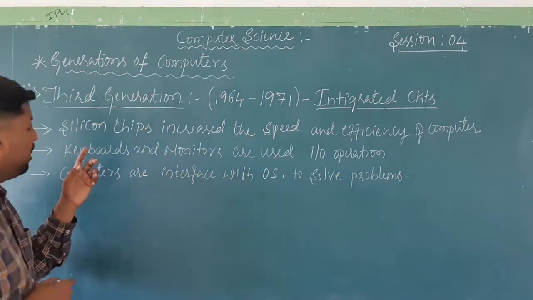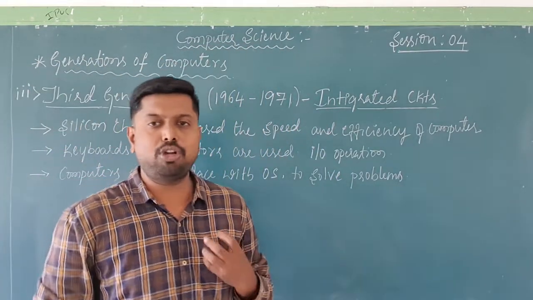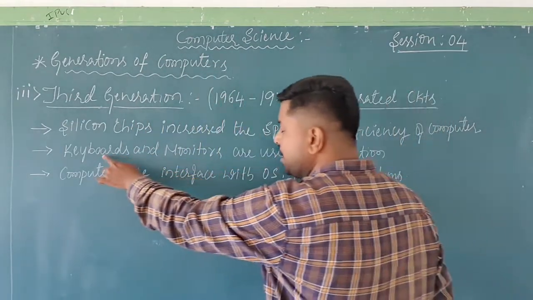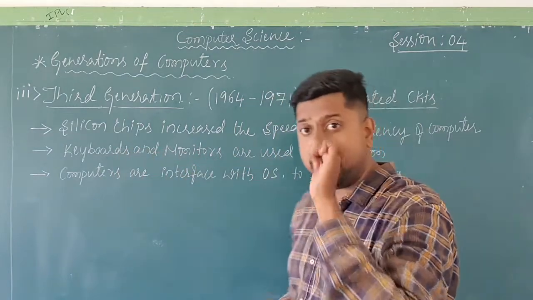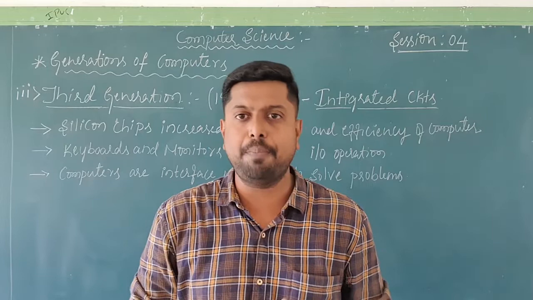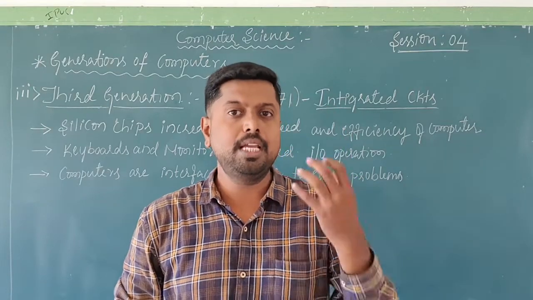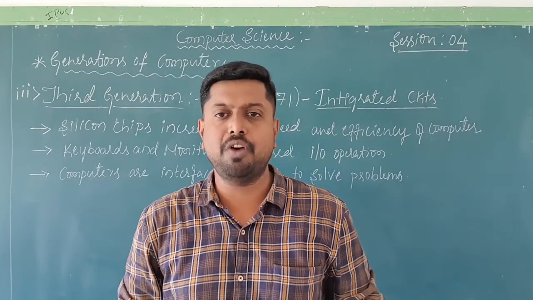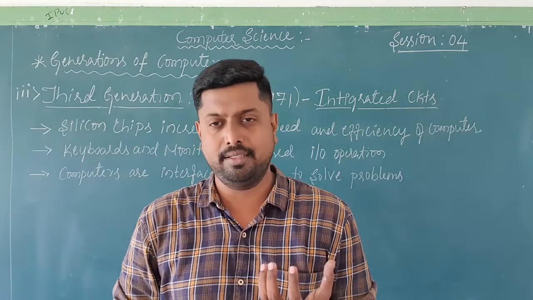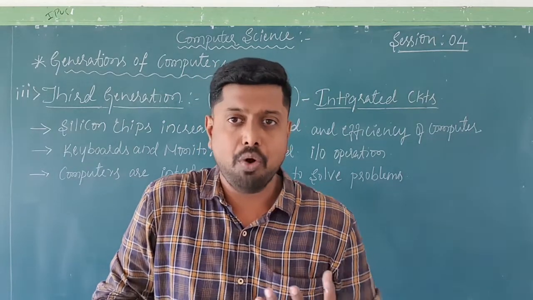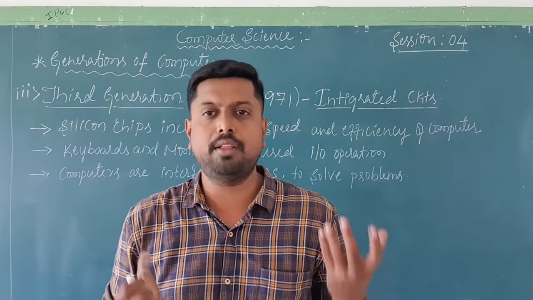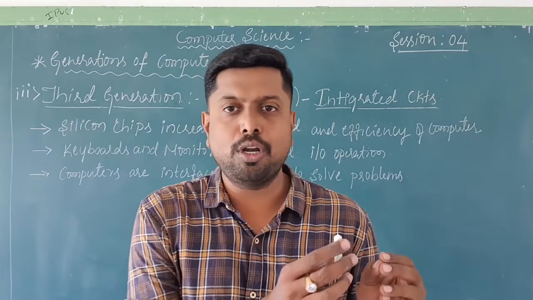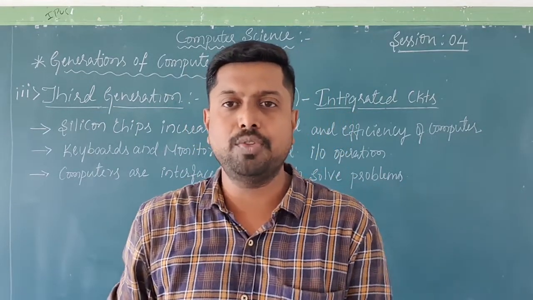In this generation, for input and output operations, we are using the keyboard and monitor. Keyboard is used for the input operation and monitor is used for the output operation. These are the two devices used in this particular generation. Up to now we were not using any devices for input and output operations, but in the third generation of the computer, for input we use the keyboard and for output we use monitors.